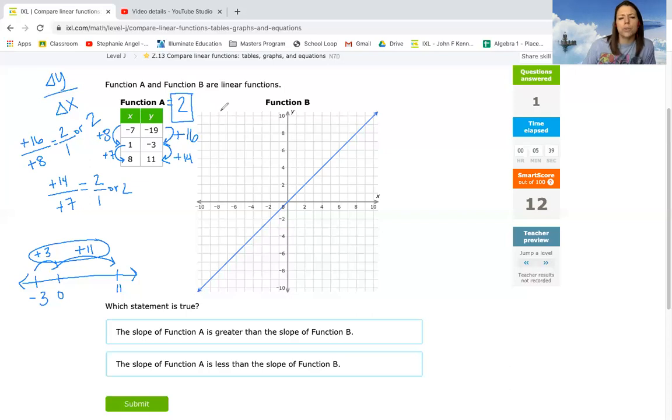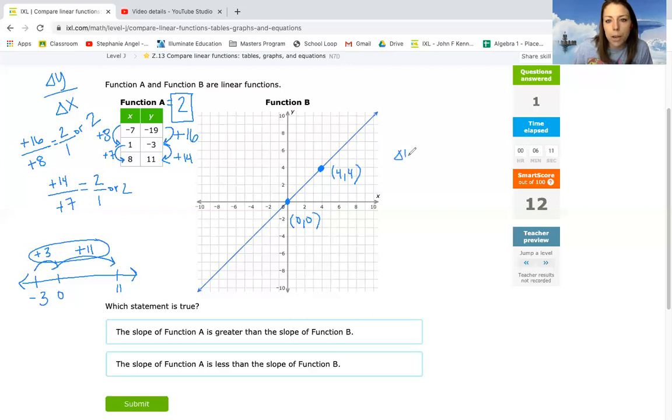Wasn't the slope of function A 2 last time also? I think it was. Okay, so the slope of function A is 2, so that means the slope of function B has to be either greater than or less than 2. Now here's the tough part with a line. You need 2 points on a line to be able to calculate slope. So I see a point right here, and then maybe a point right there. And there's a bunch of points. You want to make sure that you're picking a point that's on an exact coordinate. So it looks like this is the point 0, 0, and this is the point 4, 4.